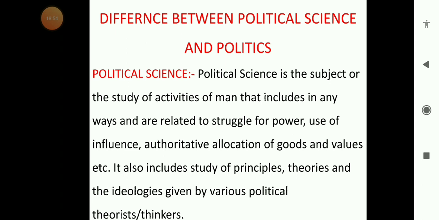Political science is a subject, and in it we study the behavior of man, how authoritative goods are allocated and values are also allocated, meaning how the rules are made and how they are implemented. At the same time we study the principles of political science. We study theories, we study ideologies. We also study different political thinkers and their thoughts.